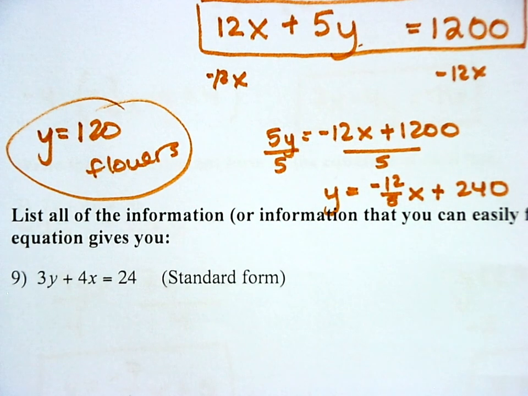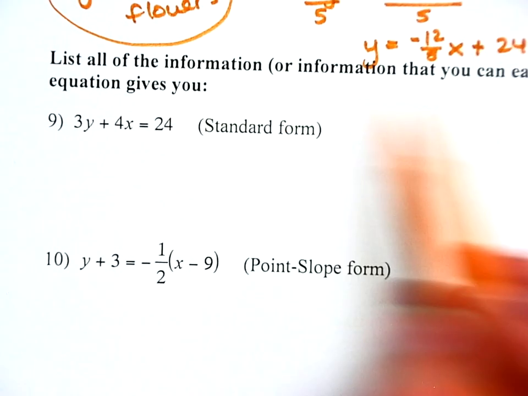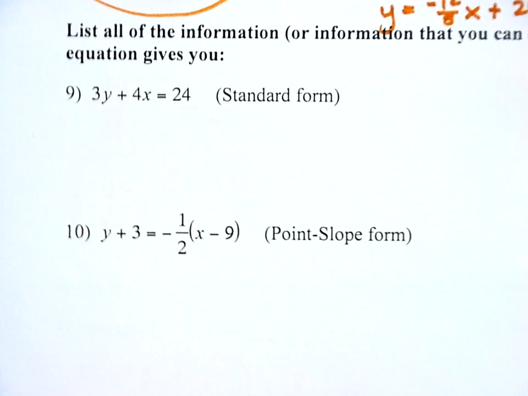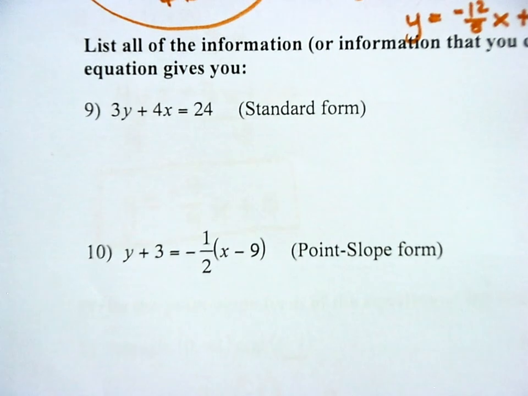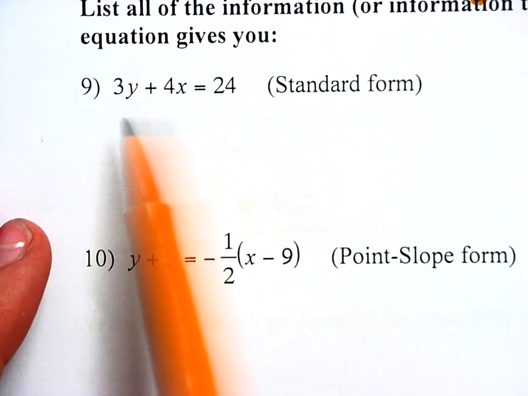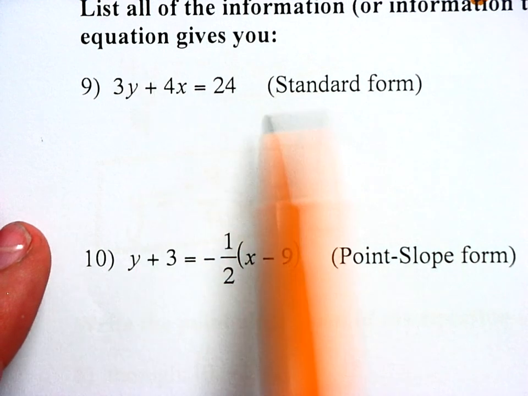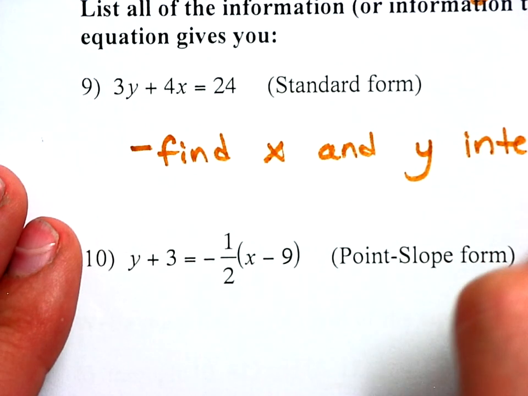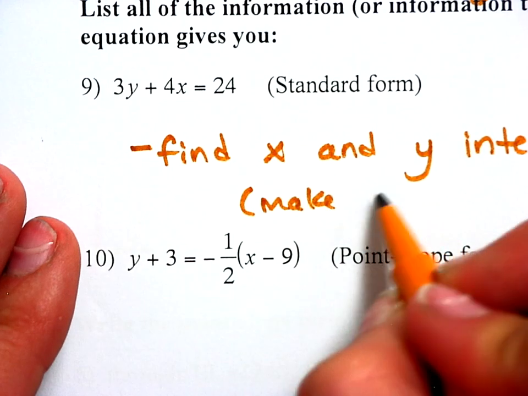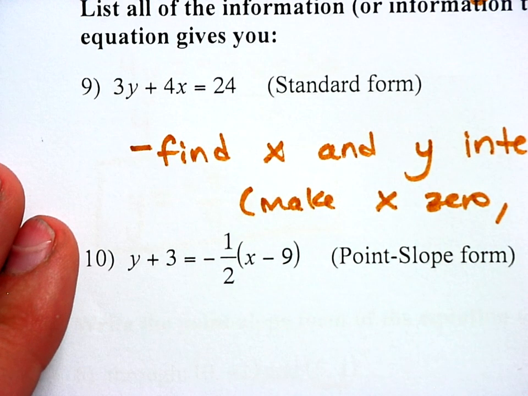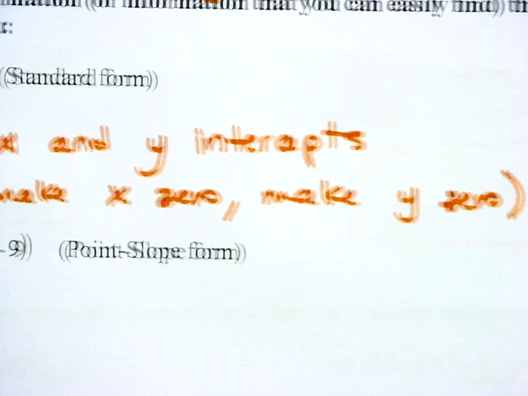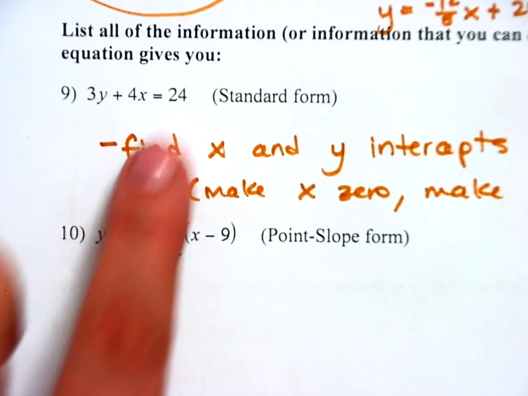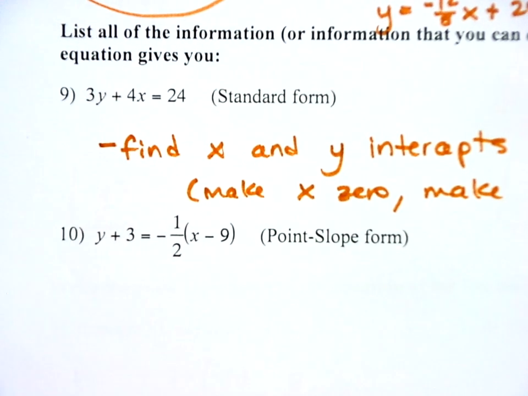All right, and then last one on this worksheet, it says list all the information that you could easily find from each form of a linear equation. So basically, we are just reviewing what do we know if we're given a certain form. The first one is standard form. Now, there's not a lot of information I can see just looking at this, but there's one thing you can easily find with standard form, and that's your x and y intercepts. So remember, this means to make x 0 and then make y 0. The way that the standard form equation is written, it's really easy to look at it and say, okay, I'm going to make y 0, solve for x, and it's really easy to say I'm going to make x 0, solve for y. So that's what we like to do when we're given standard form.